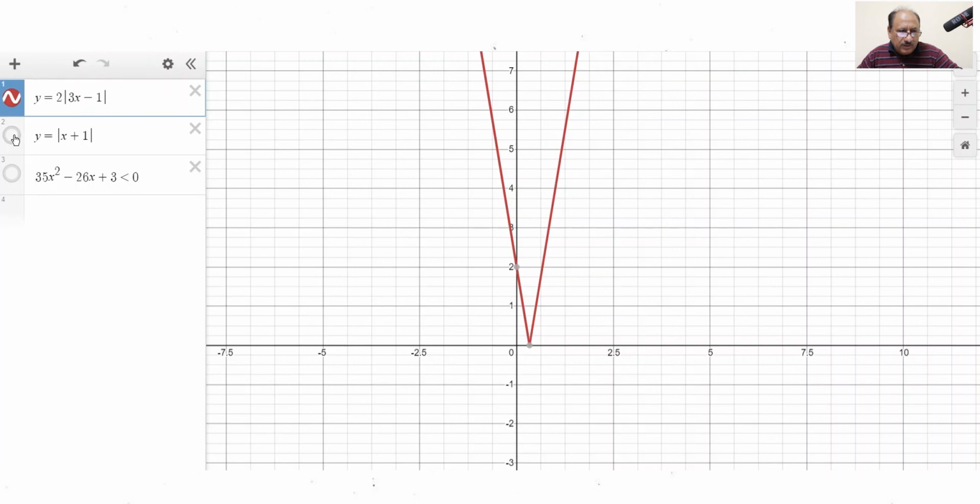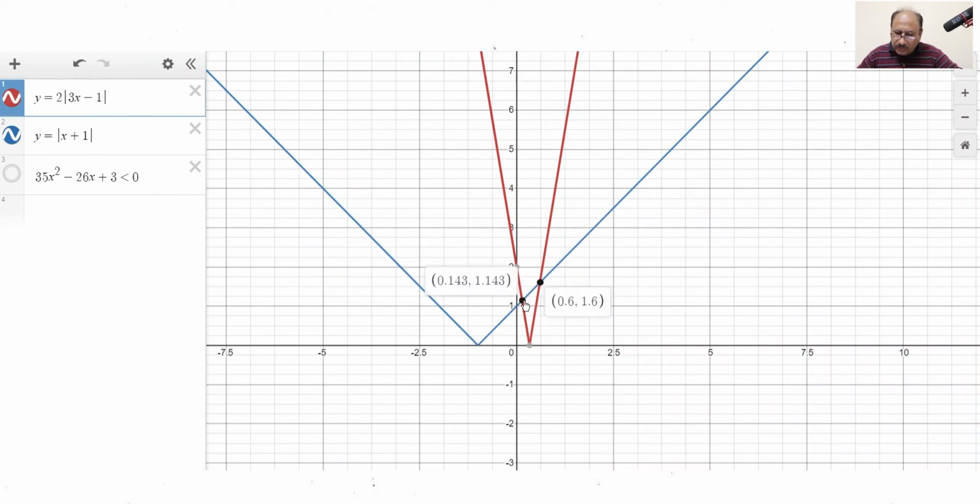The right side of the inequality is y equals mod of x plus 1, and you can see these are the 2 points of intersection, 0.6 and 0.143, which is around 1 by 7. Our value 1 by 7 is exactly the same, and 3 by 5 is also exactly the same. Our solution will be in between these two. The quadratic we got was 35x squared minus 26x plus 3 is less than 0. If we draw this one, this will be the shaded part, the portion which is our answer.